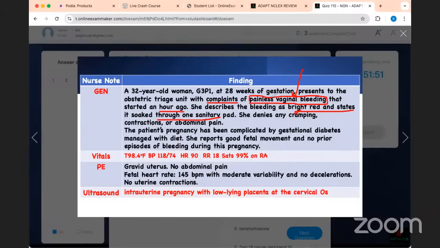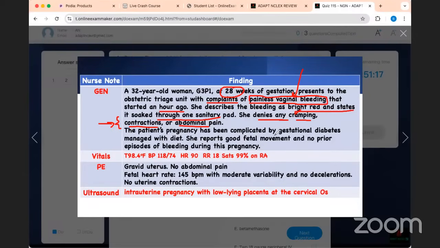Bright red, painless vaginal bleeding in a 28-weeks pregnant lady. I don't even have to give you any more information for you to be able to make a diagnosis. She denied, this is very important, any cramping, so there's no pain, right? There's no contraction, and there's no abdominal pain. This is also a buzzword. Just like that, you should be able to figure out what this patient is suffering from.